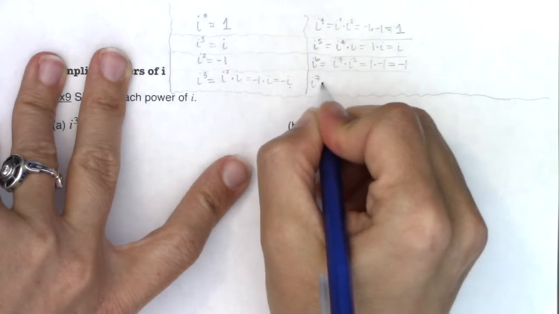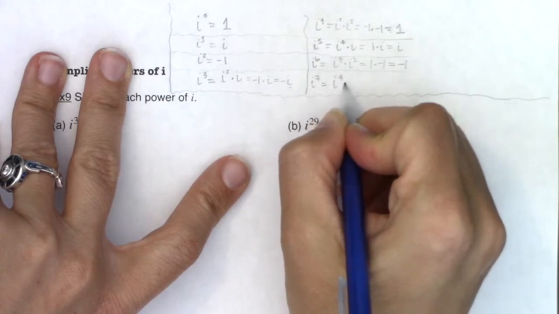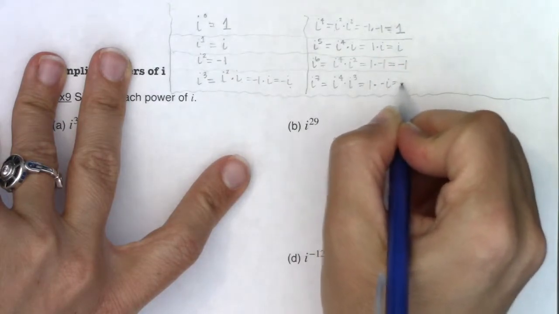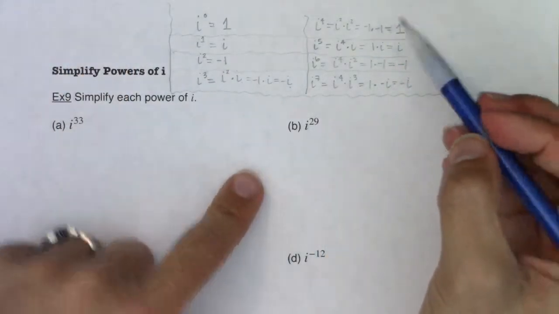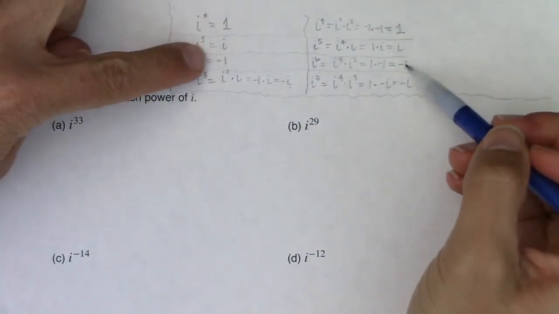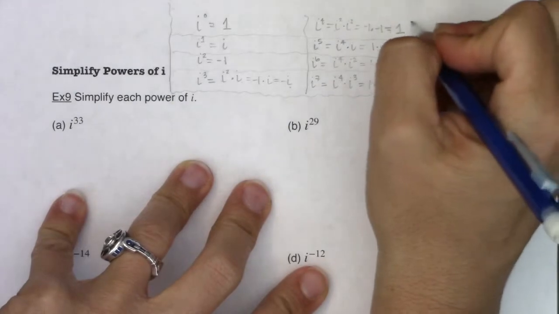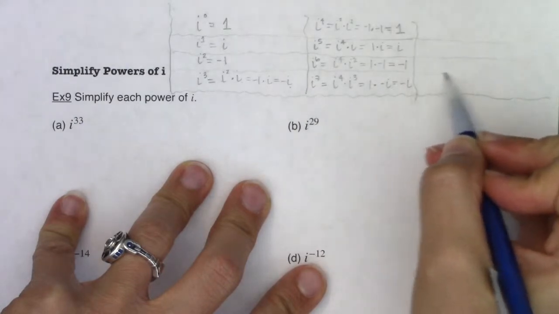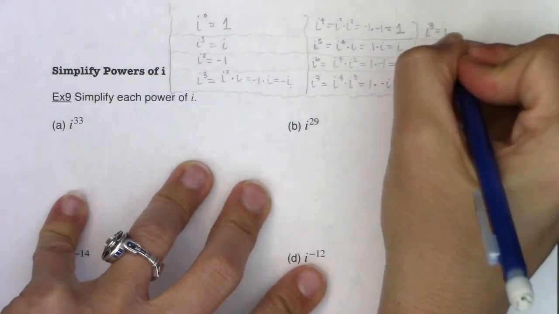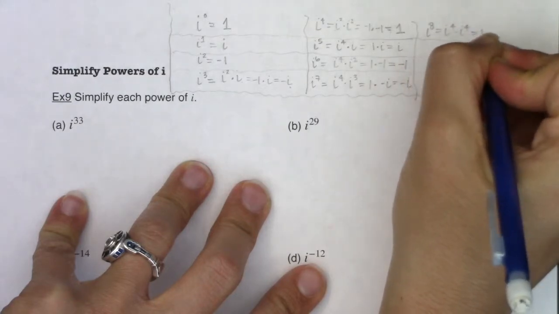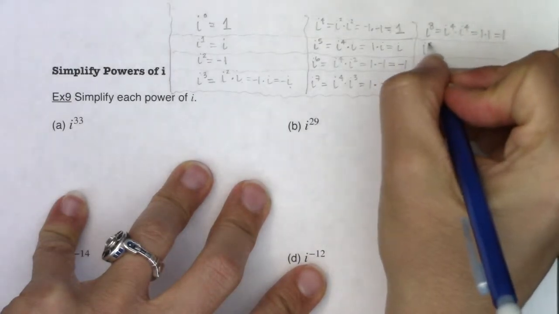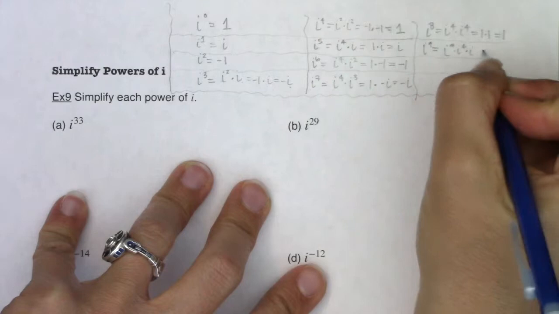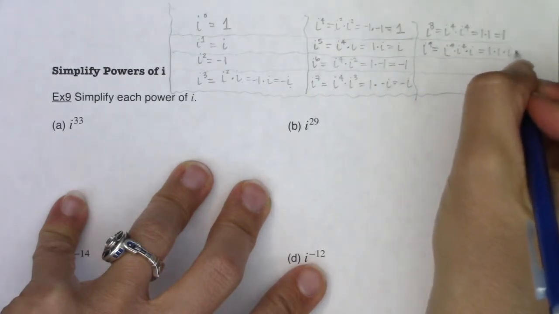Now i to the 7th. That is i to the 4th times i cubed. So that is 1, and we knew i cubed was -i. So this is -i. Take a look at this pattern: 1, i, -1, -i. And I could keep on going. Let me extend this. We could do i to the 8th. i to the 8th is i to the 4th times i to the 4th, so that's 1 times 1, which is 1. i to the 9th, I can write as i to the 4th times i to the 4th times i, which is 1 times 1 times i, which is i.